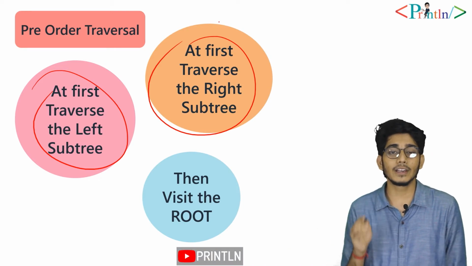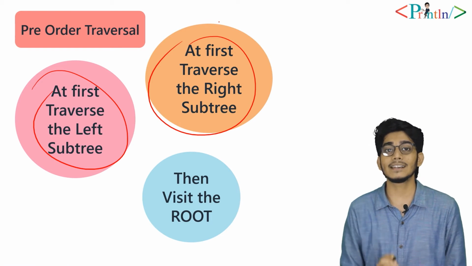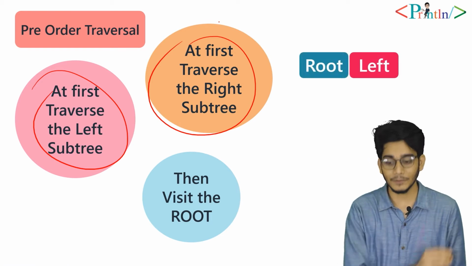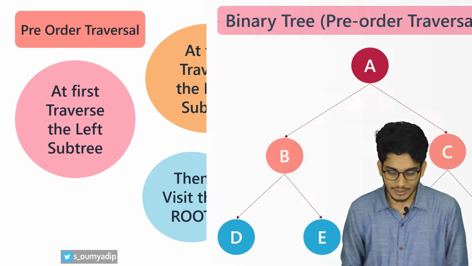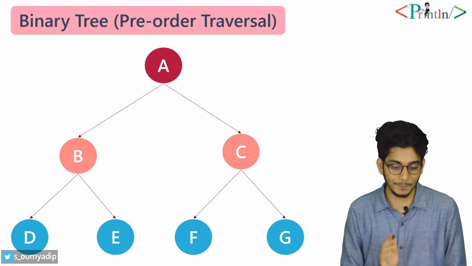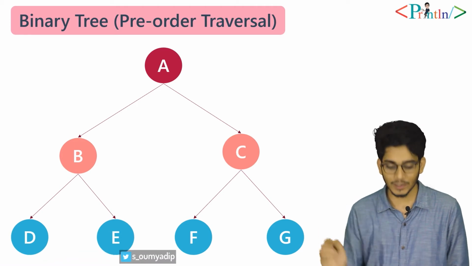In this video we'll also discuss the code. At first we'll access and print the data of the root node, then we'll print the data of the left node, then we'll print the data for the right node. Now we'll see how we can perform the pre-order traversal. At first we'll take the output for the pre-order traversal.